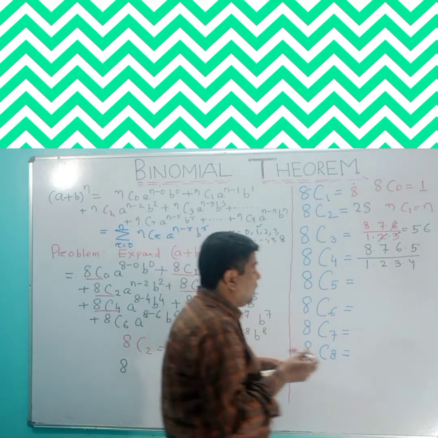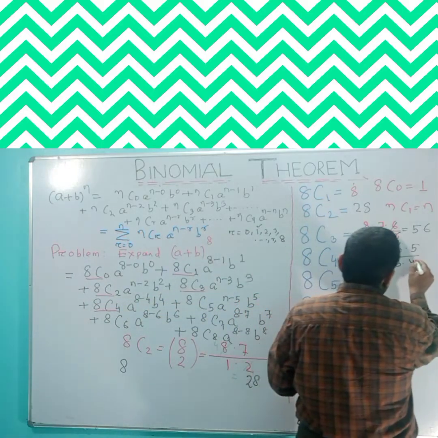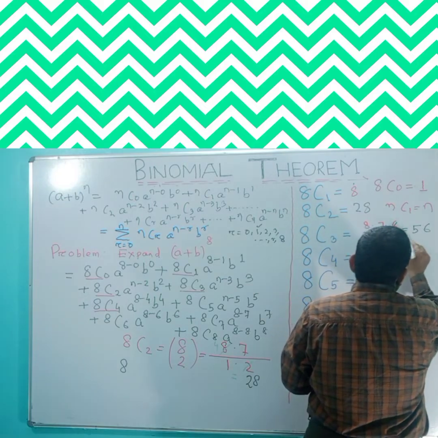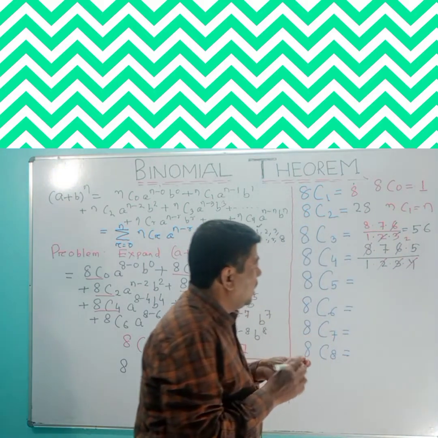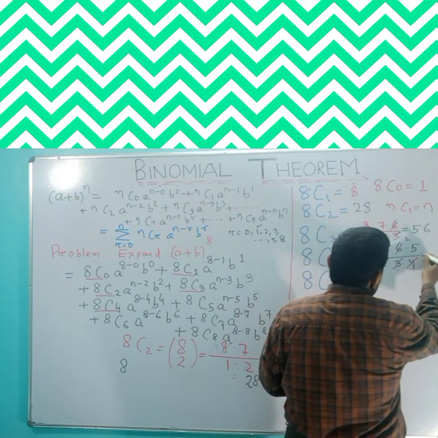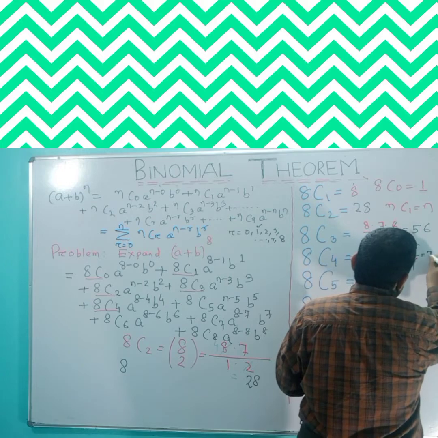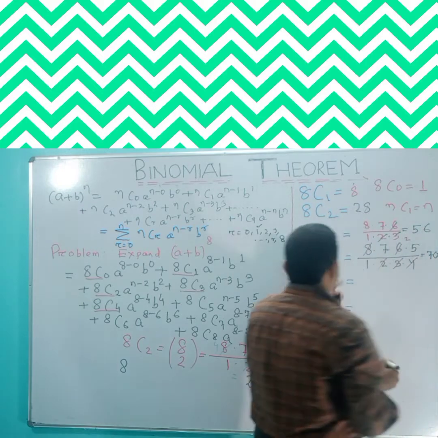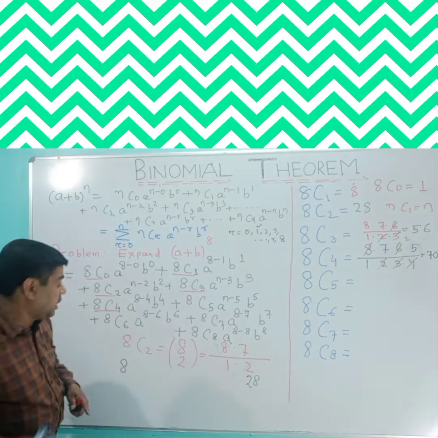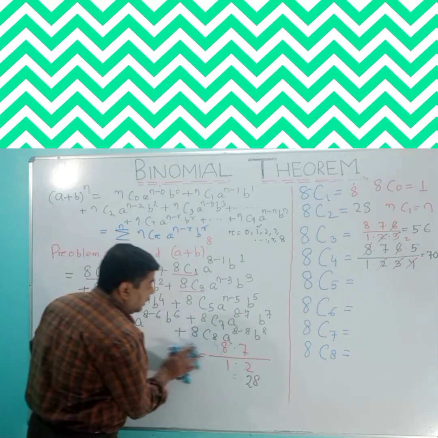Understand? And if you cancel this one, 4 threes are 12... it is 4 twos are 8, and here 3 twos are 6, and then 5 twos are 10, 10 into 7 is 70. The value is 70. Look at here, 70. This value will be 70. So the 8C4 value is what? 70. 8C4 value is 70. Is it clear? Is it clear? Yes.